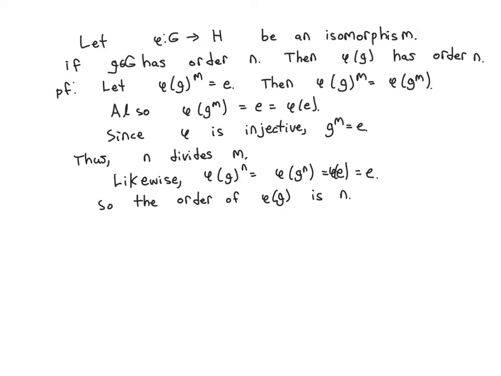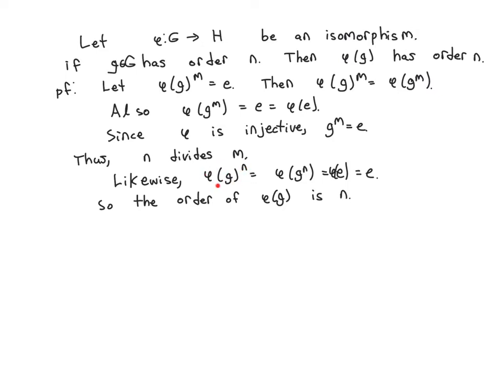So, assuming that any integer power of phi of g gives you the identity implies that that integer power has to be a multiple of n. So whatever the order of phi of g is, it has to be a multiple of n. Let's prove it's actually n itself.